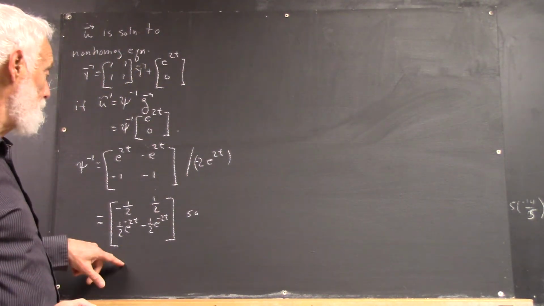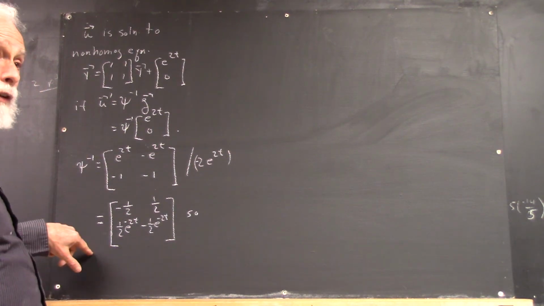Okay, so here we go. Now, where does this take us with the variation of parameters?